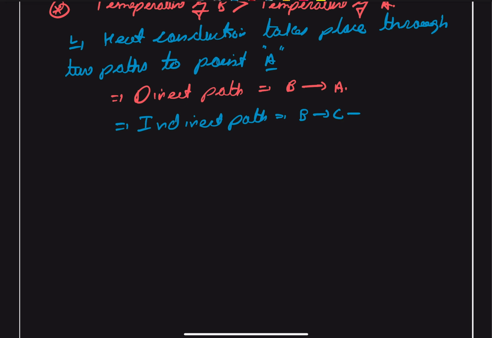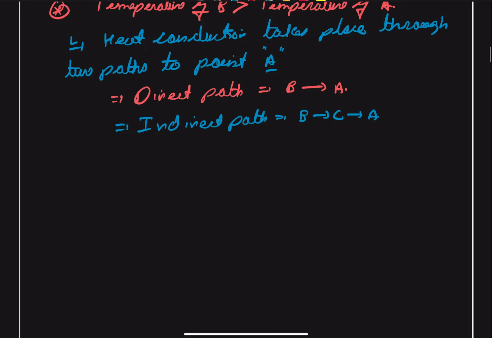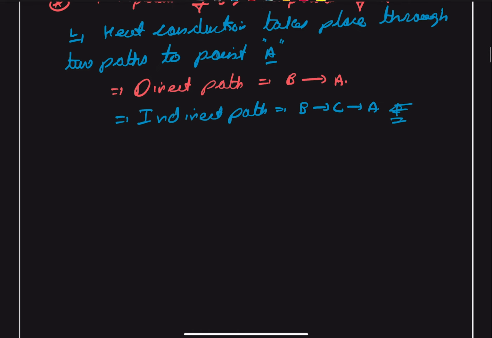In this case it is an isosceles triangle, so we say the length of AB is L, so BC will also be L, and the length of AC will be square root of 2 multiplied by L. We are only interested in this indirect path. In the question it's also given that the rods are made of the same material, so they have the same thermal conductivity, which is denoted by K.